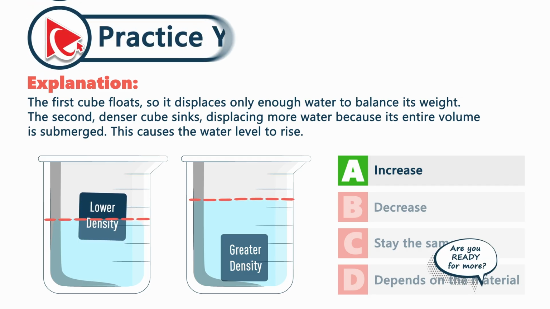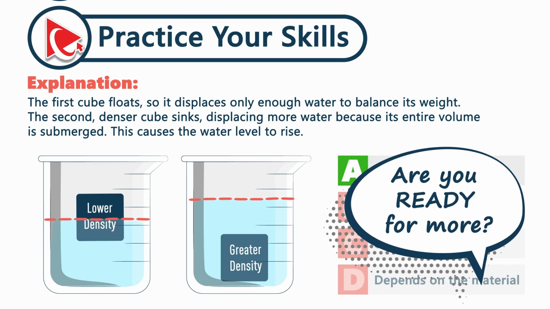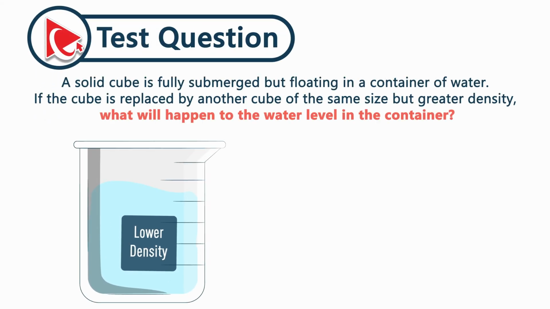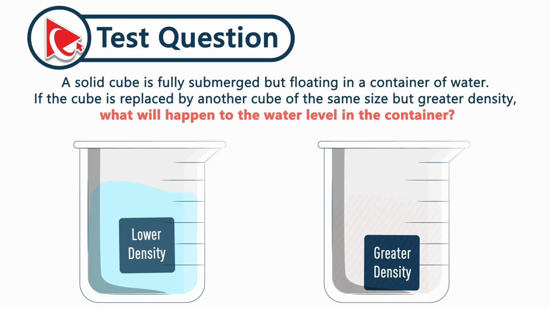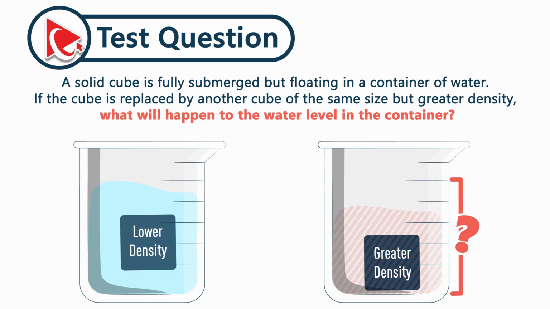But wait, are you ready to practice your skills? Try this question to see how you would do. A solid cube is fully submerged but still floating in a container of water. If the cube is replaced by another cube of the same size but greater density, what will happen to the water level in the container?